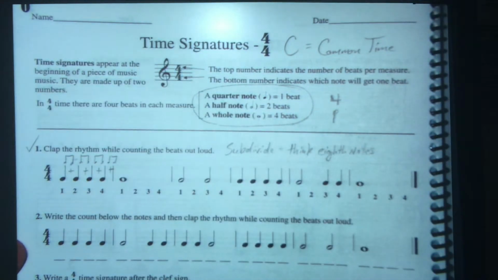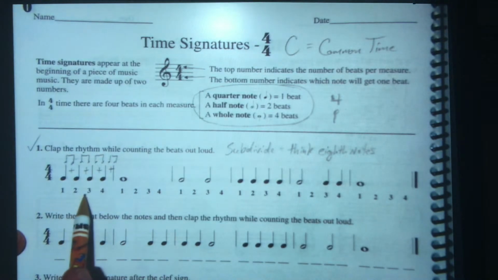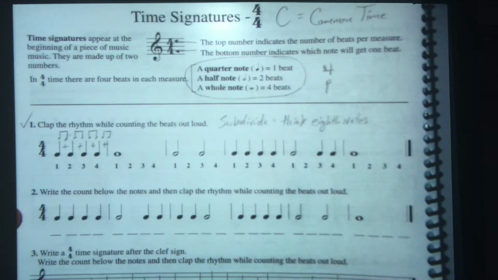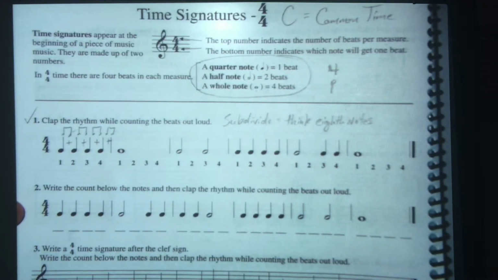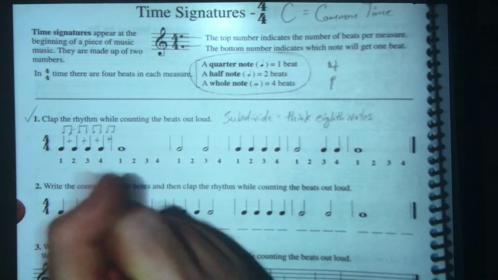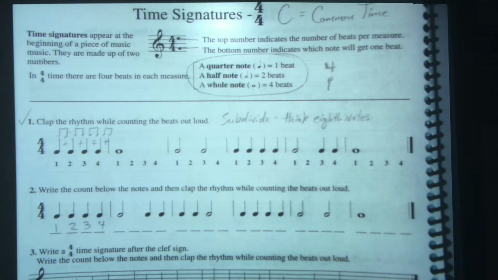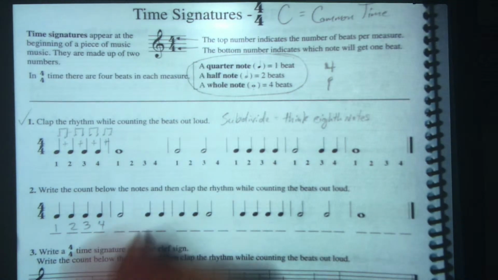Number 2, write the counts below the notes and then clap the rhythm while counting the beats out loud. So in this case, these were provided for you and all you had to do was perform it. In band, a lot of times you're going to hear me say this, write the numbers under the measure. So for this first one, it looks suspiciously like this: 1, 2, 3, 4. Each one of those gets 1 beat of sound.